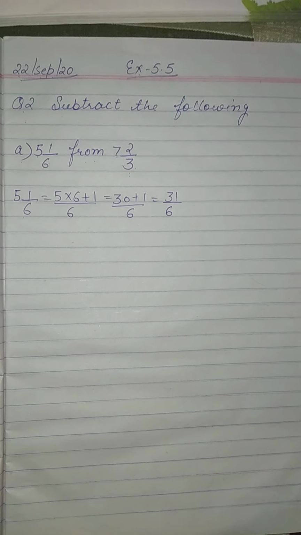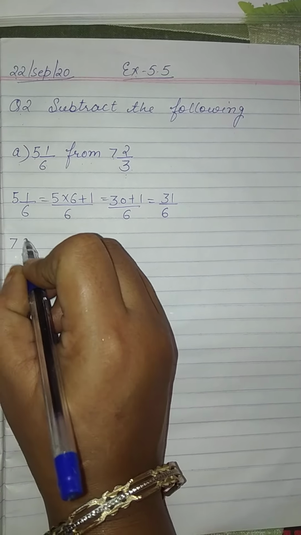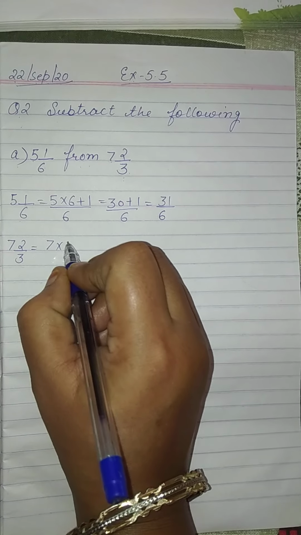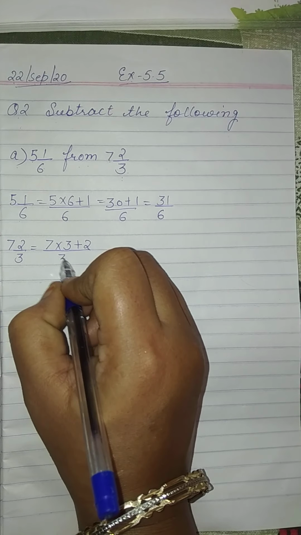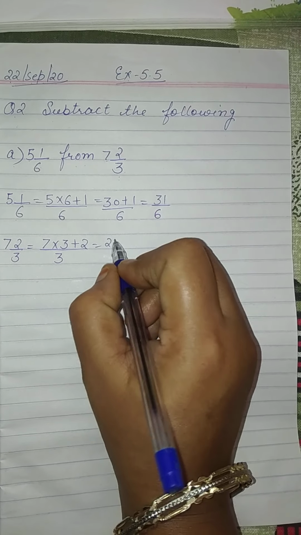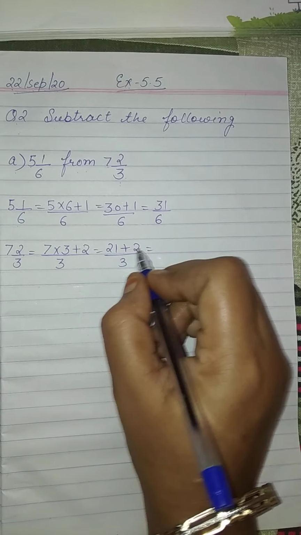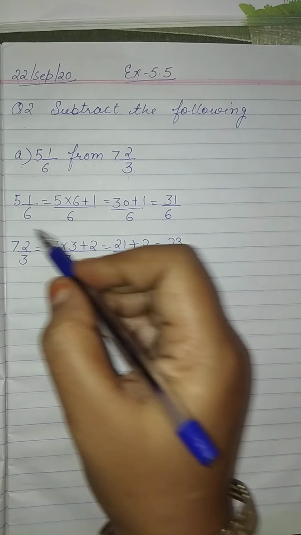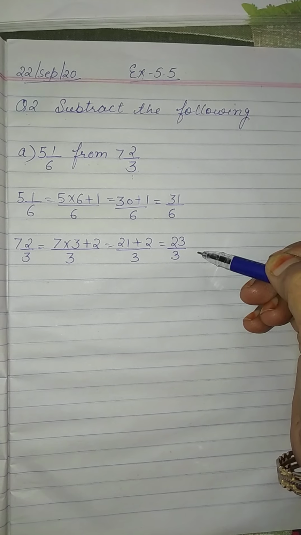Now we are going to convert 7 2 upon 3. So we will write it like this: 7 2 upon 3 is equal to 7 multiply by 3 plus 2 upon 3 equals 7 multiply by 3. We will get 21 plus 2 upon 3 equals 21 plus 2 is 23 upon 3. Now we have converted both of them into improper fractions.